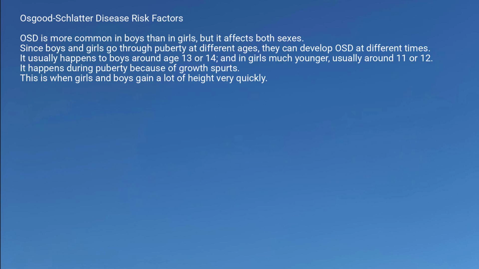Osgood-Schlatter disease risk factors. OSD is more common in boys than in girls, but it affects both sexes. Since boys and girls go through puberty at different ages, they can develop OSD at different times. It usually happens to boys around age 13 or 14, and in girls much younger, usually around 11 or 12. It happens during puberty because of growth spurts. This is when girls and boys gain a lot of height very quickly.